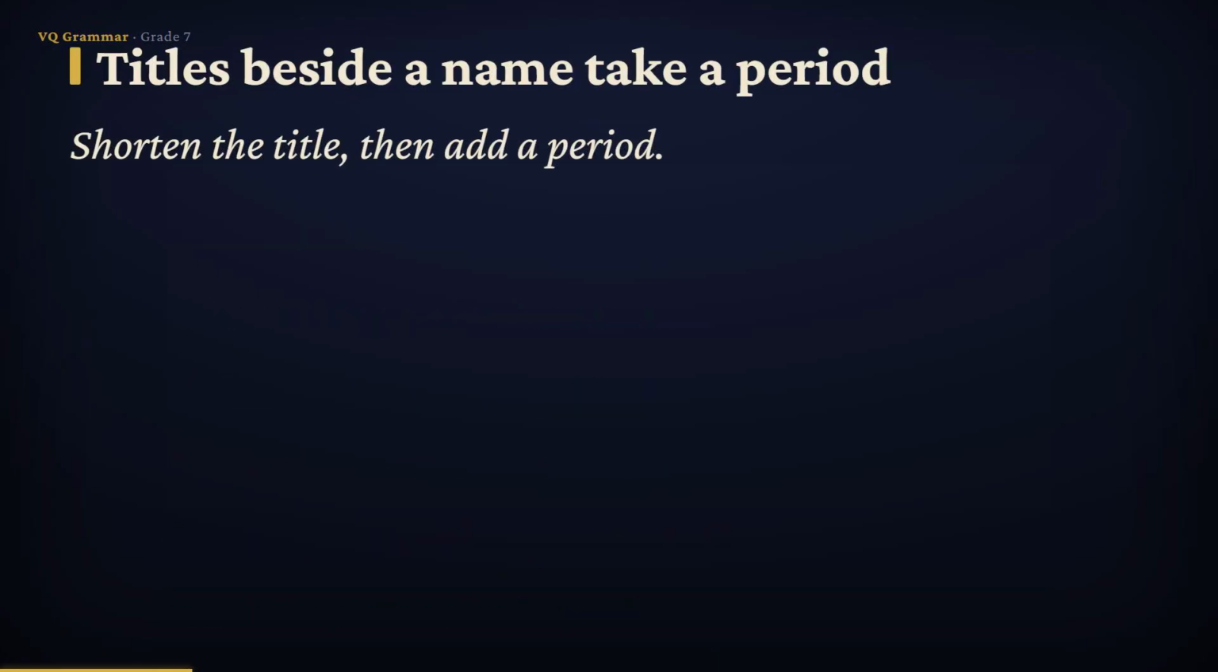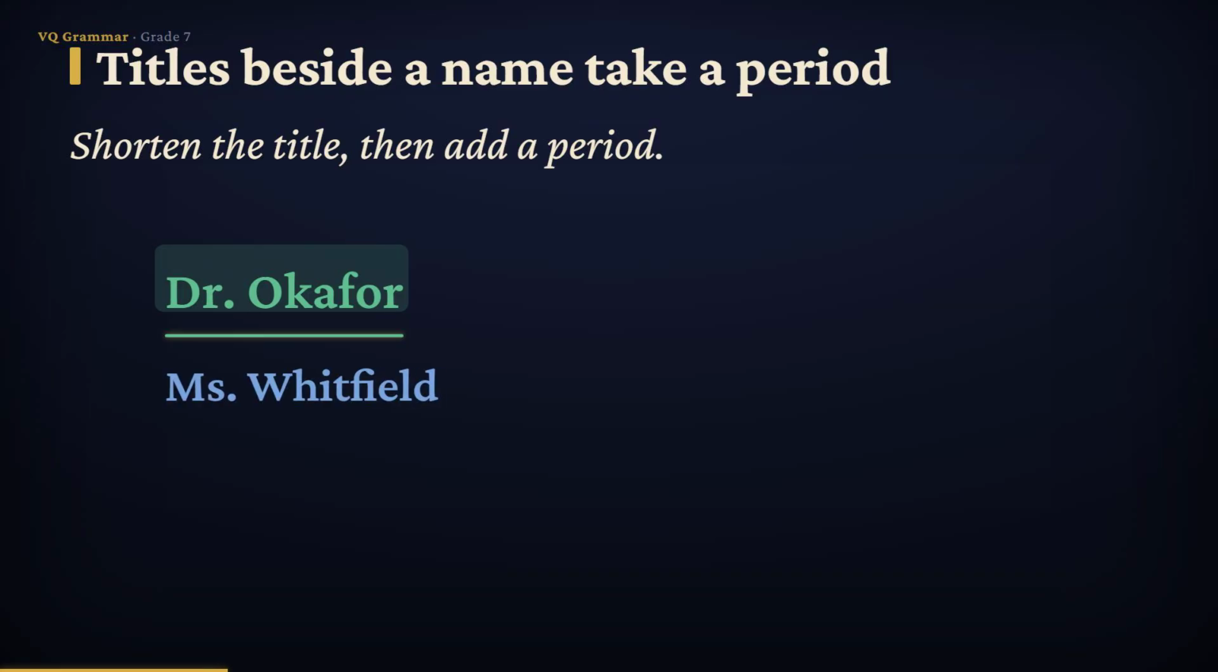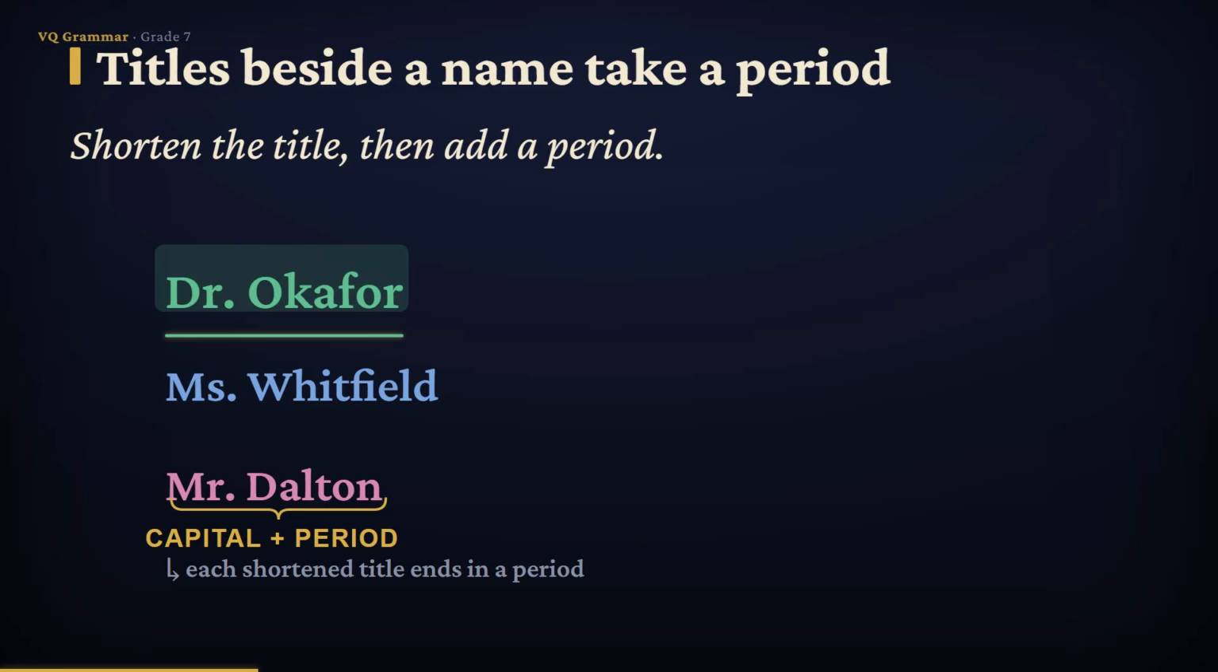Let's begin with titles, because this is where the period earns its keep. When you shorten a title in front of a person's name, you usually end that short form with a period. Picture your history teacher, Dr. Okafor, or a coach listed on the roster as Miss Whitfield, or a neighbor written down as Mr. Dalton. Each title is trimmed to just a few letters, and each one ends in a period. So a title beside a name keeps its capital and takes a period.